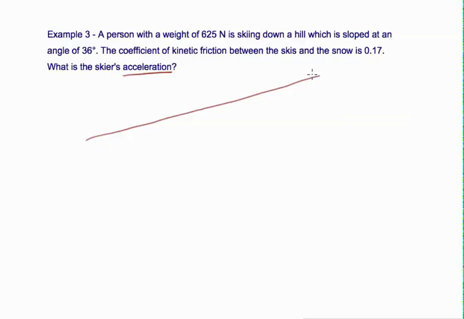There's our slope. Here's our person. And their weight is 625 newtons. There is a normal force. And there is a kinetic friction force because the skier is in motion. And this angle is 36 degrees.